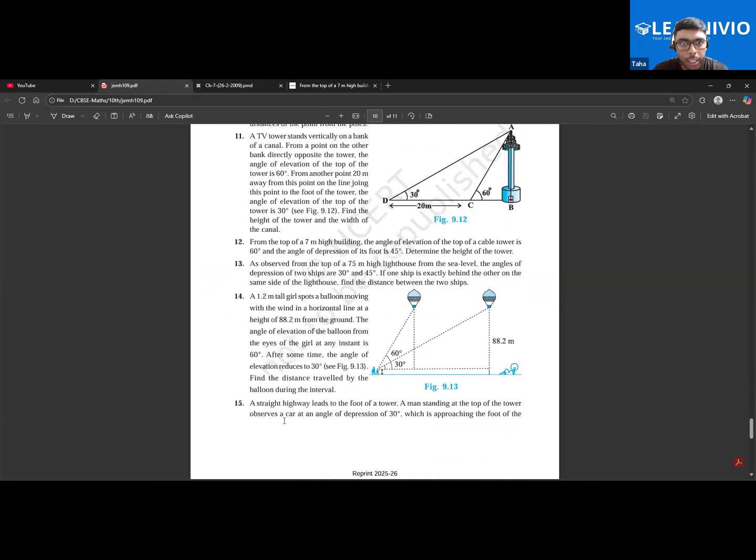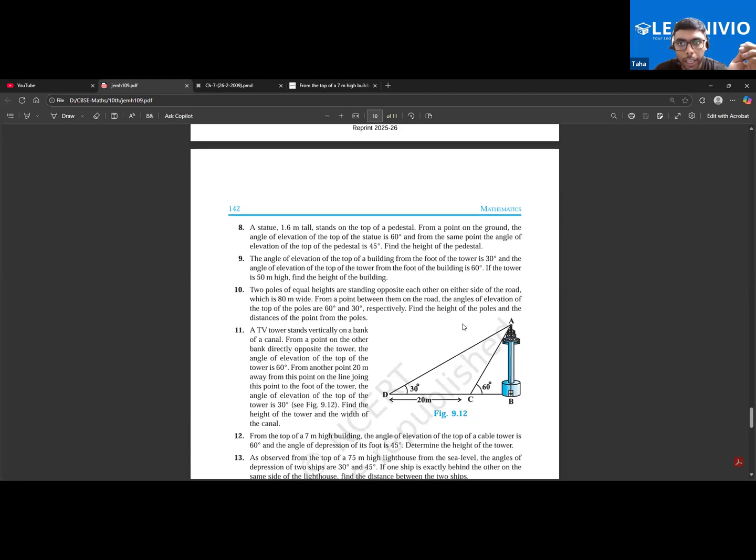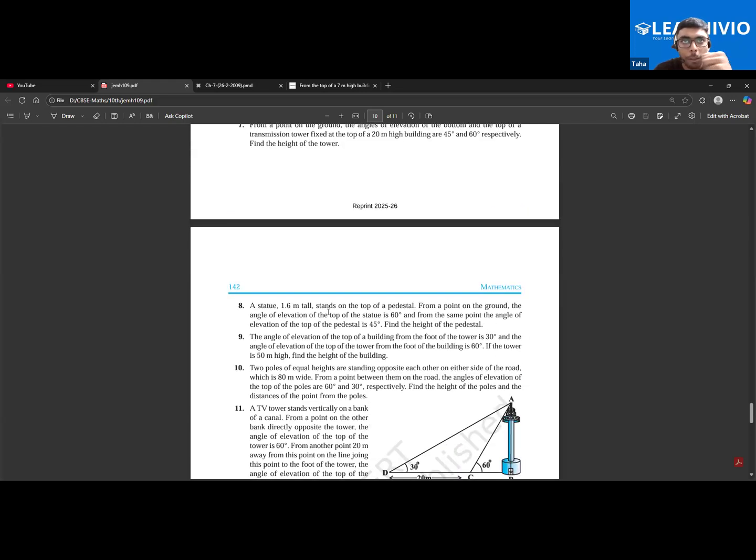We did question number 15 in the last class, 14 in the current class, 13 also now, 12 also now, and 9.12, that's from the 11th question. That also seems similar to what we have done. And then find the height of the poles and the distance of the point from the poles. Even this one seems similar to the river question, from a point between them on the road, the angles of elevation. Something similar to that question that we did. So try these questions.